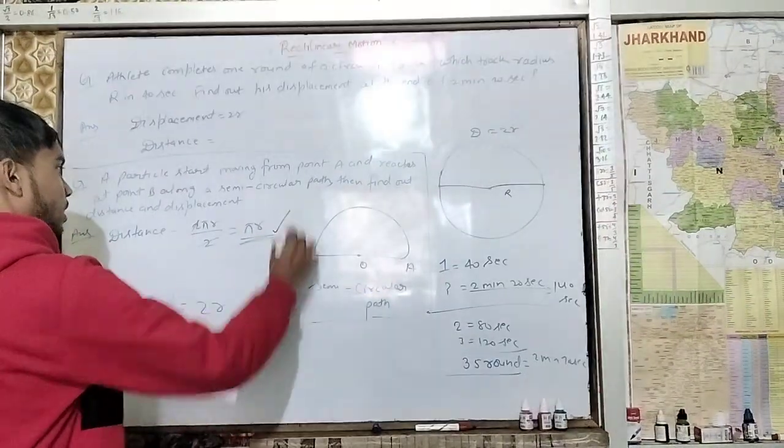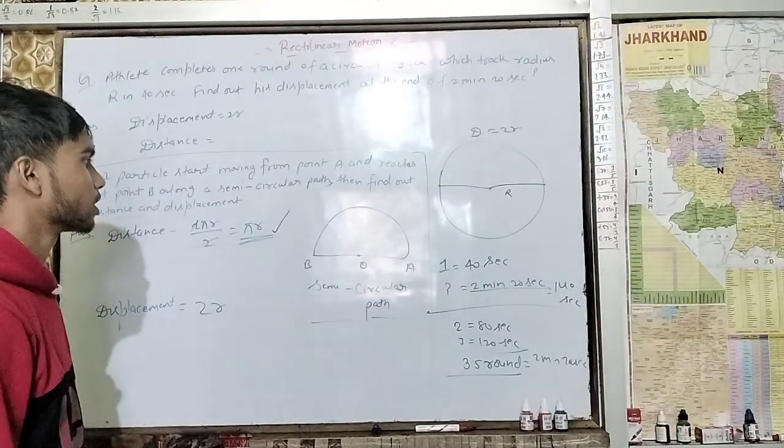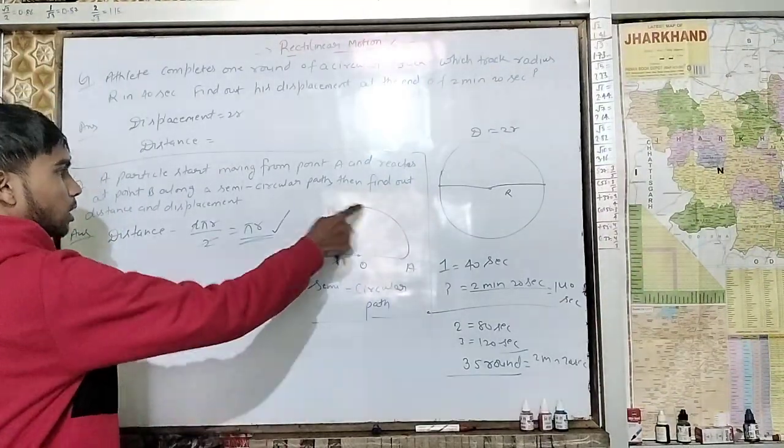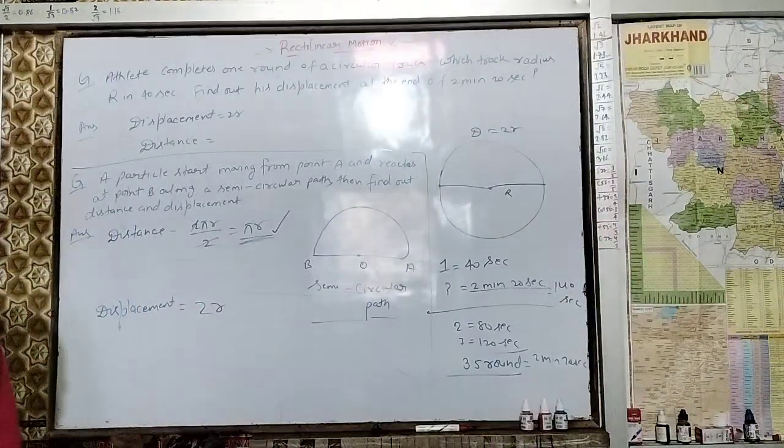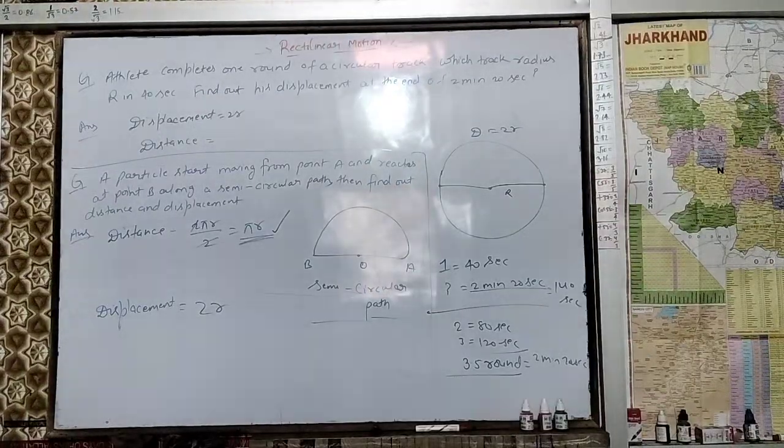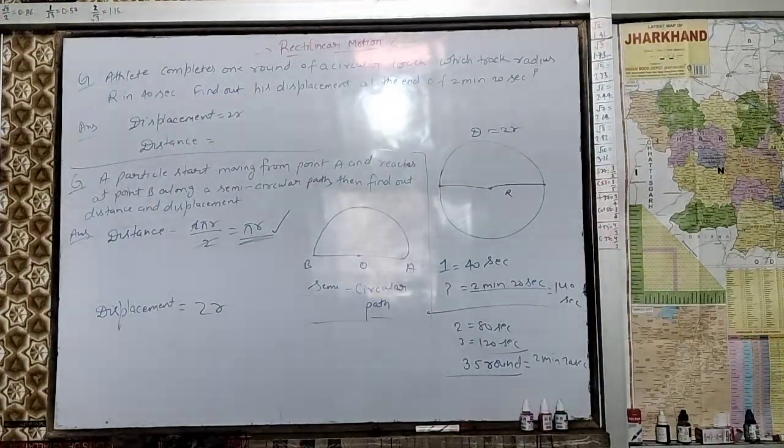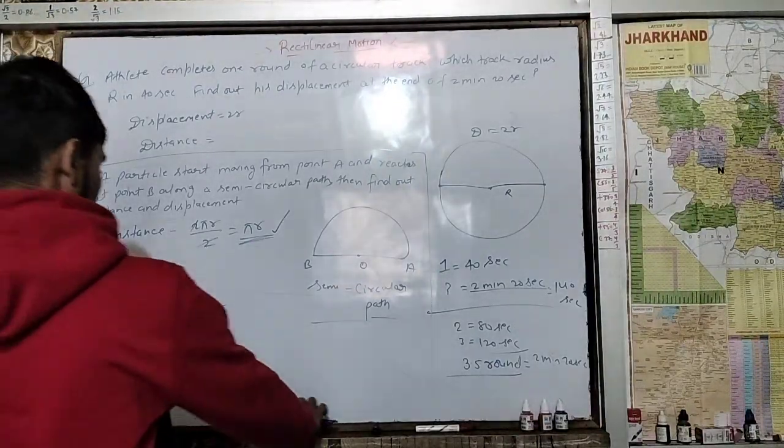We have calculated this pi r, which is the distance from A to P. This is a curved distance. Pi r. Okay, pi r will be our exact answer. Now next question.